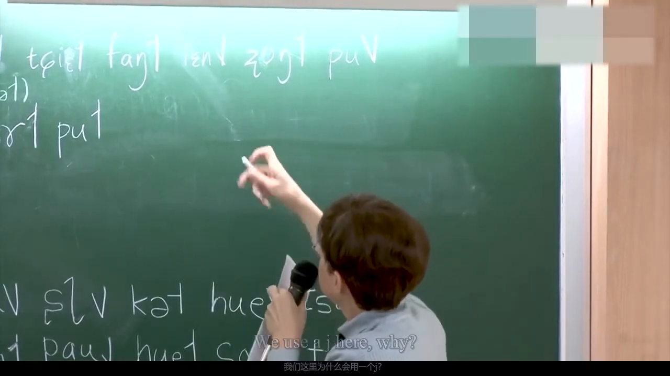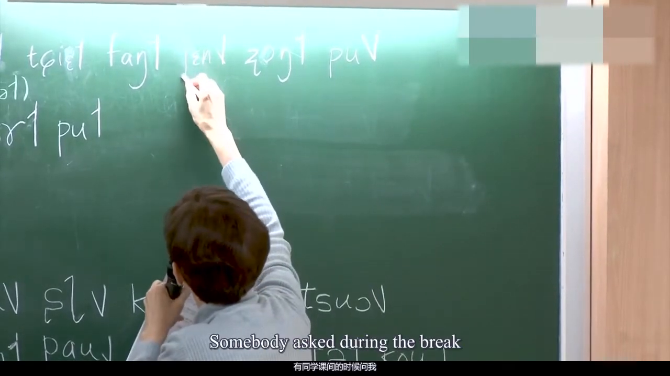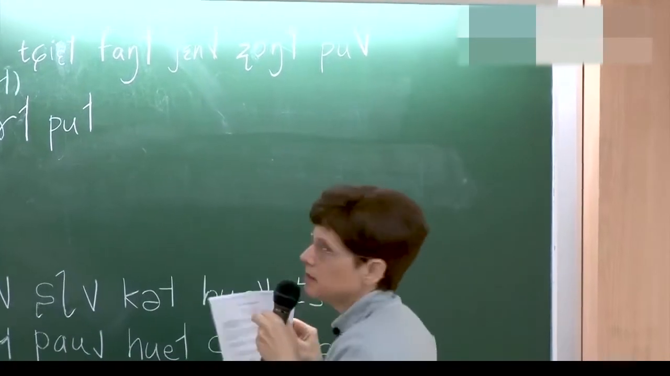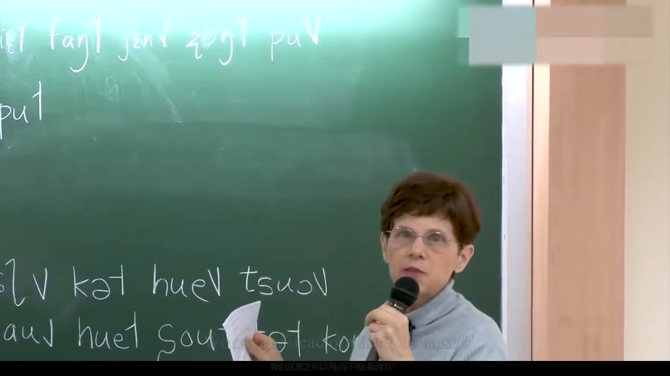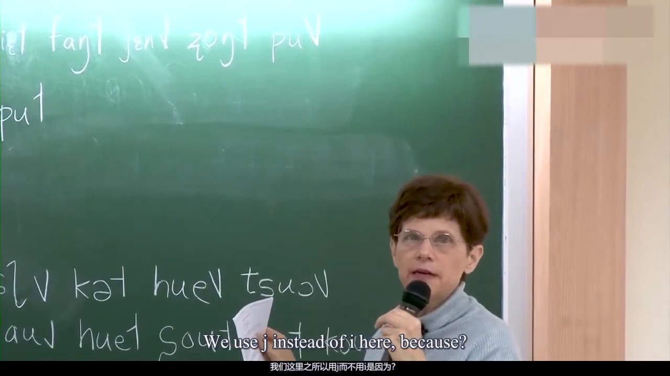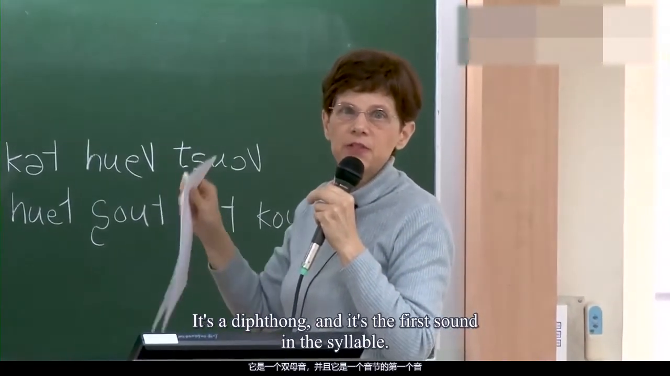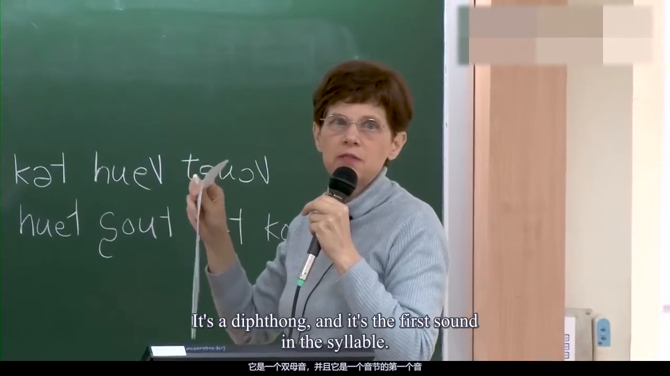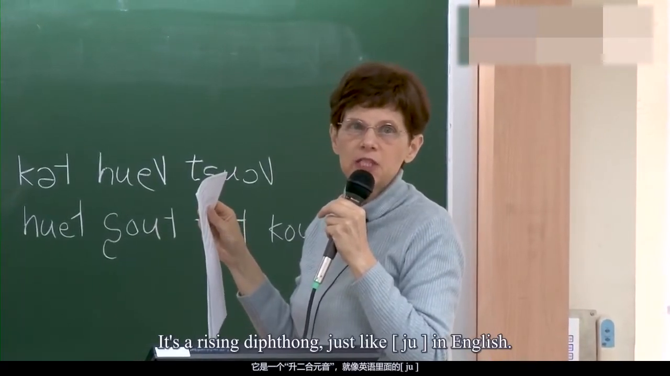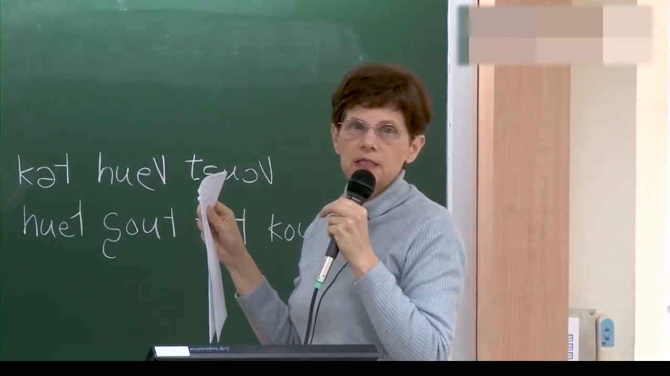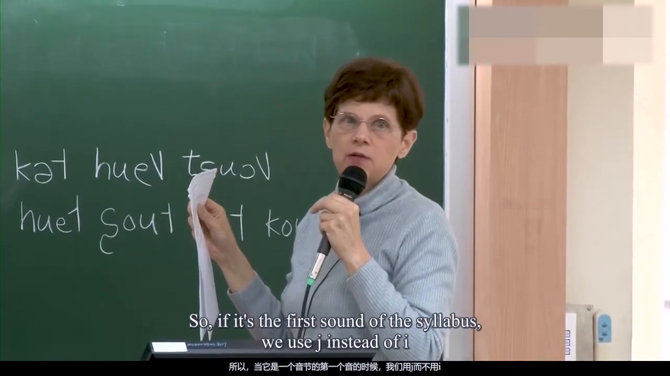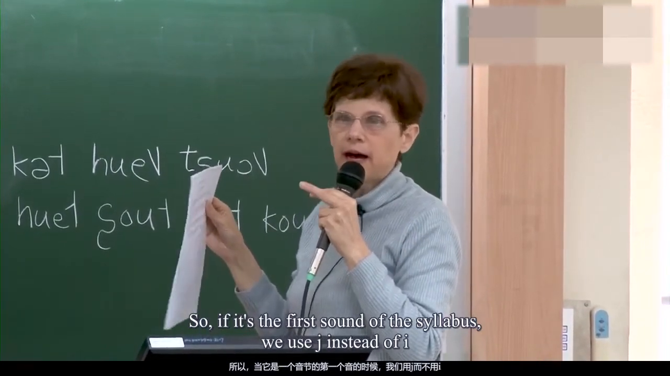眼. We use a J here. Why? Somebody asked during the break. Why? We use J instead of I here because it's a diphthong and it's the first sound in the syllable. It's a rising diphthong, just like U in English. So if it's the first sound of the syllable, we use J instead of I.